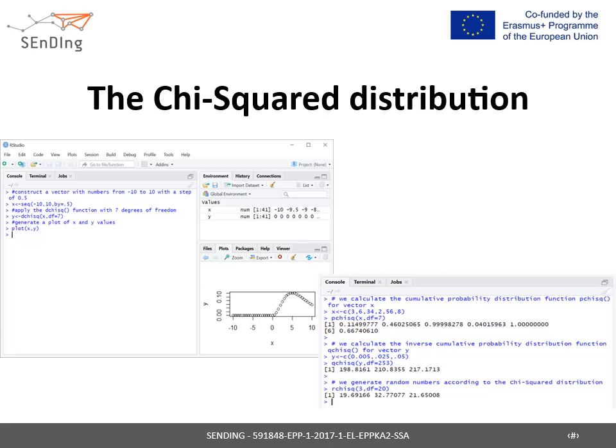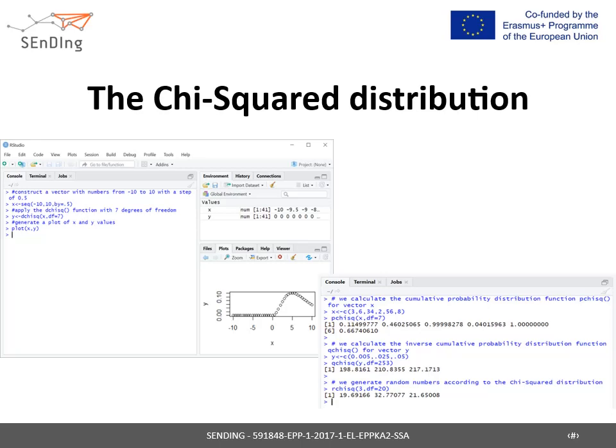On the left, we see how to call the dchisq function with 7 degrees of freedom to a vector with numbers from -10 to 10 with a step of 0.5. On the right we see examples of applying the pchisq function to calculate the cumulative probability for values in a vector and 7 degrees of freedom. Then we use the qchisq function to calculate the inverse cumulative probability for values in a vector and 253 degrees of freedom. Last, we use the rchisq function to generate 3 random numbers that follow the chi-square distribution with 20 degrees of freedom.